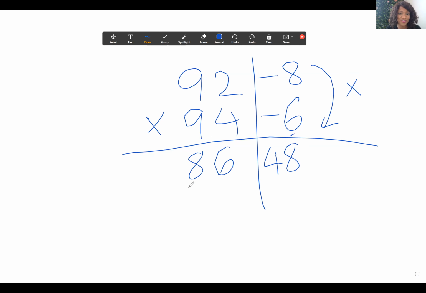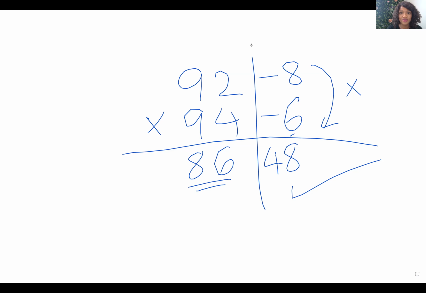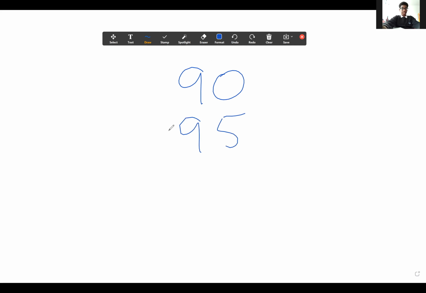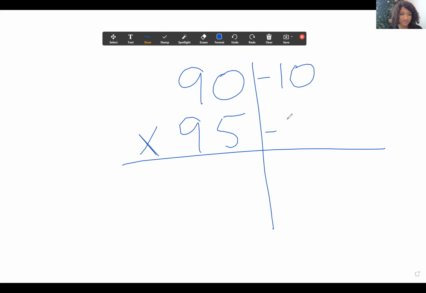Okay, so let's start again. So give me 2 numbers, Wesley. 90 and 95. Fantastic. So we know we're going to have a remainder for sure, that we need to bring over. So this goes minus 10, and that one minus 5. Fantastic.